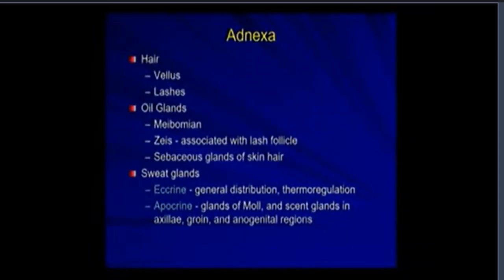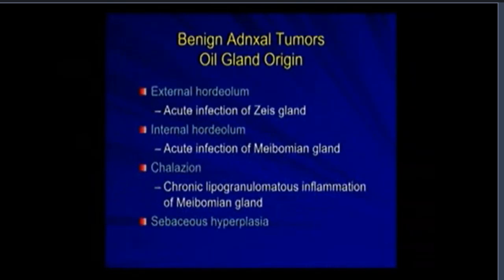The eyelid skin adnexa, as we mentioned before, involve the hair, oil glands, and sweat glands. Benign adnexal tumors originating from the oil secreting glands can be external hordeolum, which we know is also a stye, an acute infection of the Zeis gland, or internal hordeolum, which originates from the meibomian gland, which typically you call chalazion. Chalazion is a chronic lipogranulomatous inflammation of the meibomian glands. And there is sebaceous hyperplasia, arising from oil secreting glands. This is a chalazion.